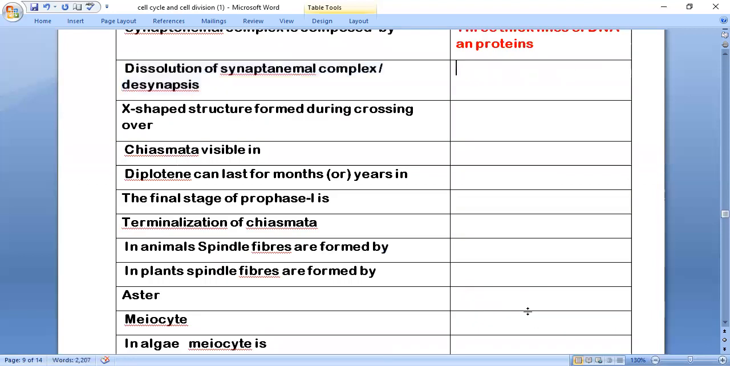Dissolution of the synaptonemal complex, or desynapsis, is done at diplotene. The X-shaped structure formed during crossing over is called chiasmata. Chiasmata are visible in the diplotene stage. Diplotene can last for months or years in oocytes of some vertebrates.